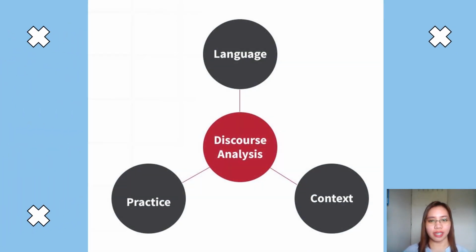In a discourse analysis, there are factors: language, context, and practice. These elements highlight that meaning is constructed through the interplay of these elements, which shows how language reflects and shapes social realities. So it allows for a deeper understanding of how discourse functions in different settings and impacts individuals and communities.